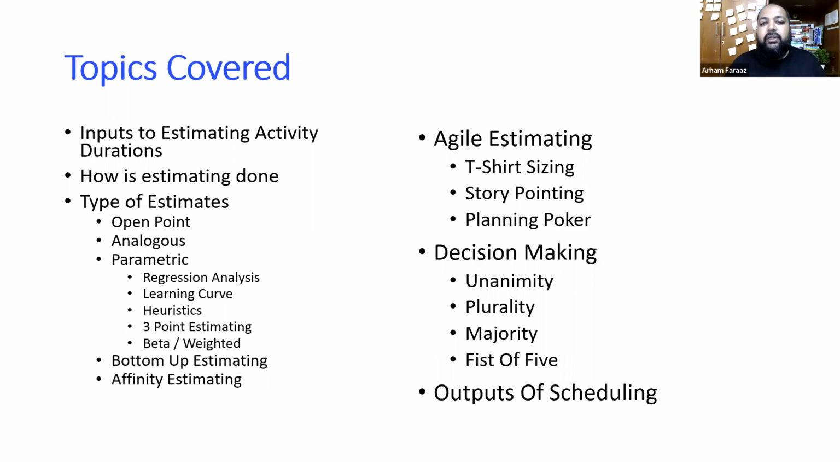Topics that are covered in this video are inputs to estimating activity durations, how estimating is done, and types of estimating: one point, analogous, parametric, and what is the difference between these particular estimation techniques. We'll also see if there are some keywords which you want to bring forward so that you can easily pin the answer in the examination. Then we have agile estimation, decision making techniques and the outputs of scheduling. So for the next 15-20 minutes, we'll try to understand estimating activity durations in detail.